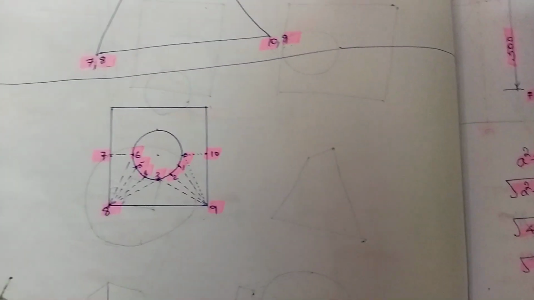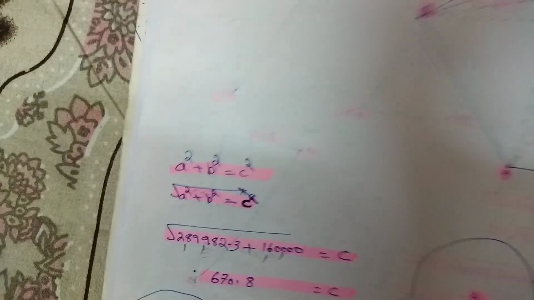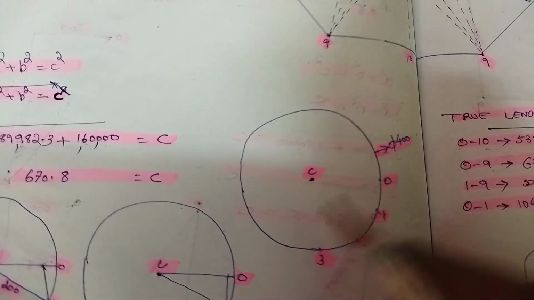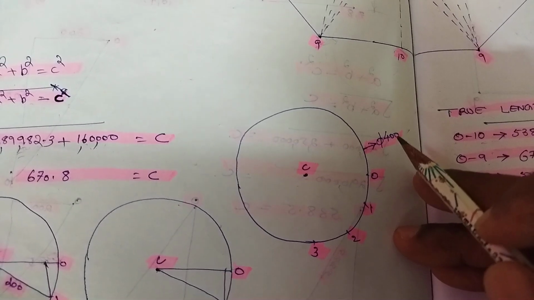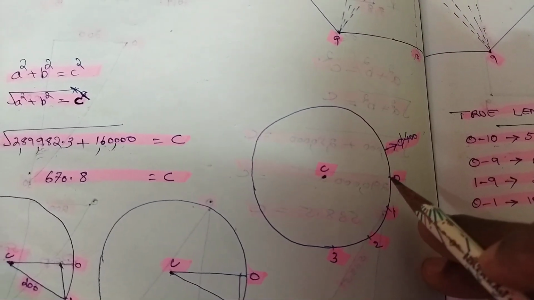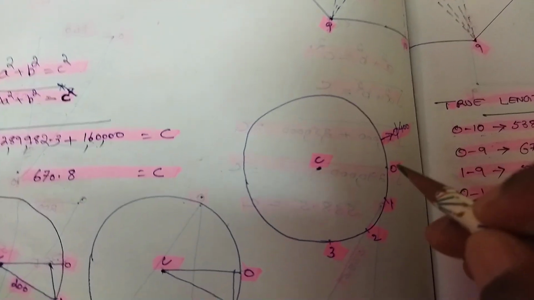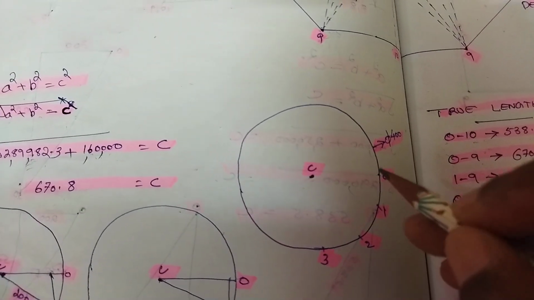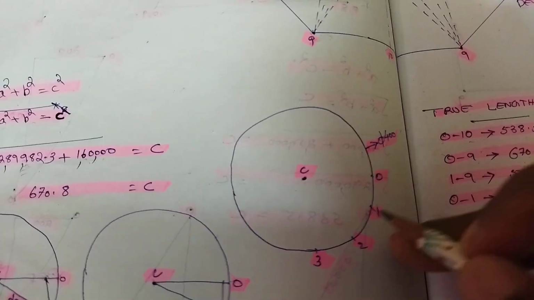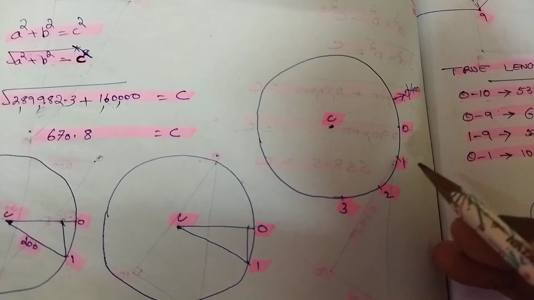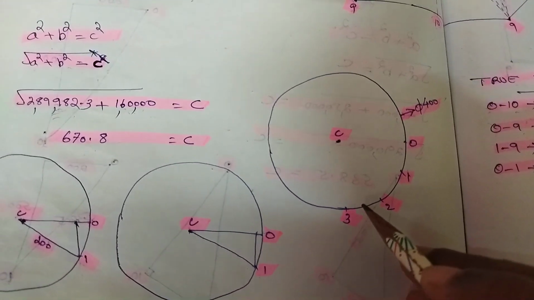I just draw this round. I have drawn this round which is having a diameter of 400. We have divided it into 12 parts. 12 parts are there, but for teaching you I have taken a quarter portion. 0, 1, 2, 3. For teaching you only 0, 1, 2, 3 parts have been taken.